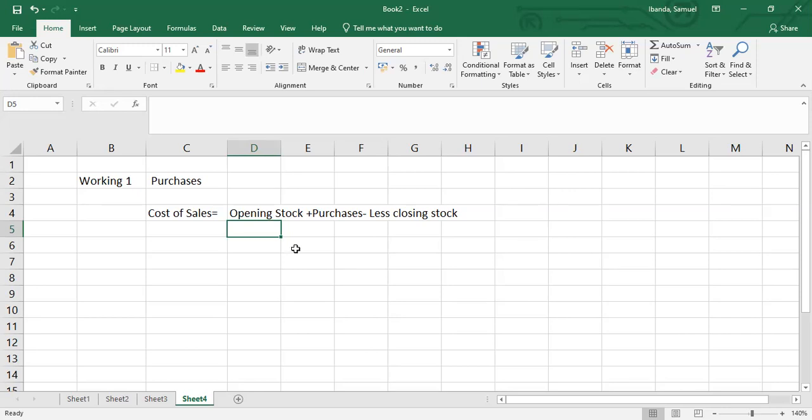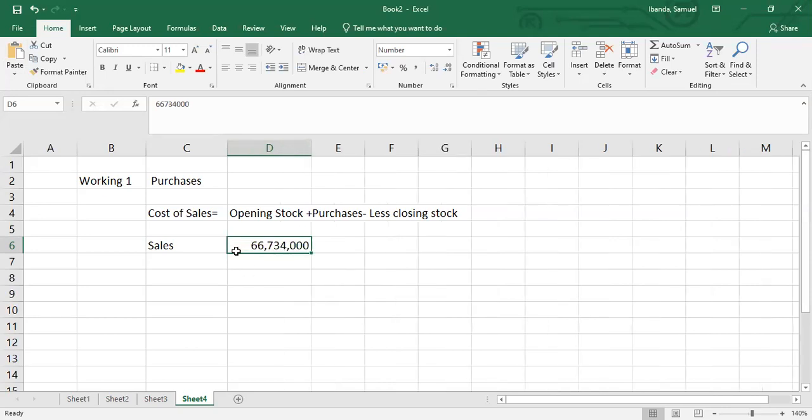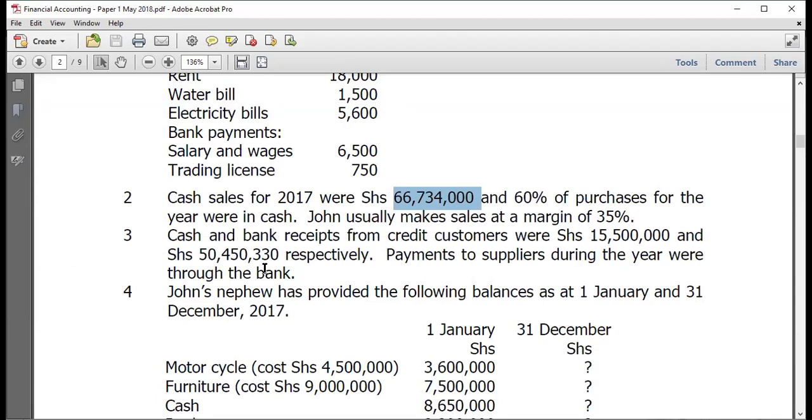So if that is what we have for cost of sales, ours is also to ask ourselves how are sales related to cost of sales, okay? Because the sales figure, they have given us the cash sales figure, okay, they have told us the cash sales were 66, okay? And those are not the only sales, by the way. It's very important for you to understand that those are not the only sales. We also have credit sales.